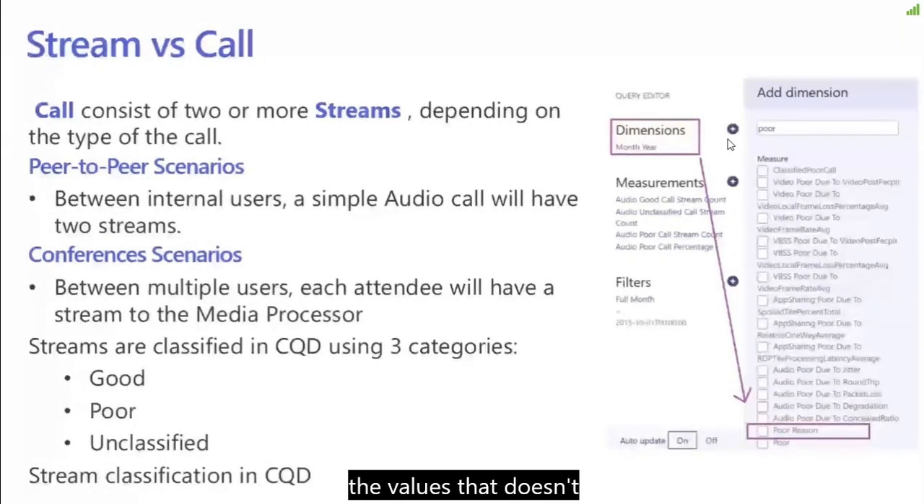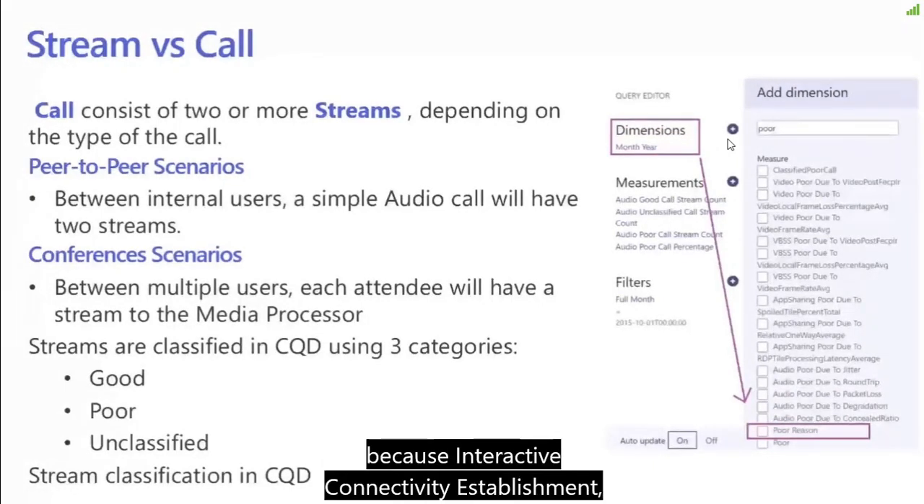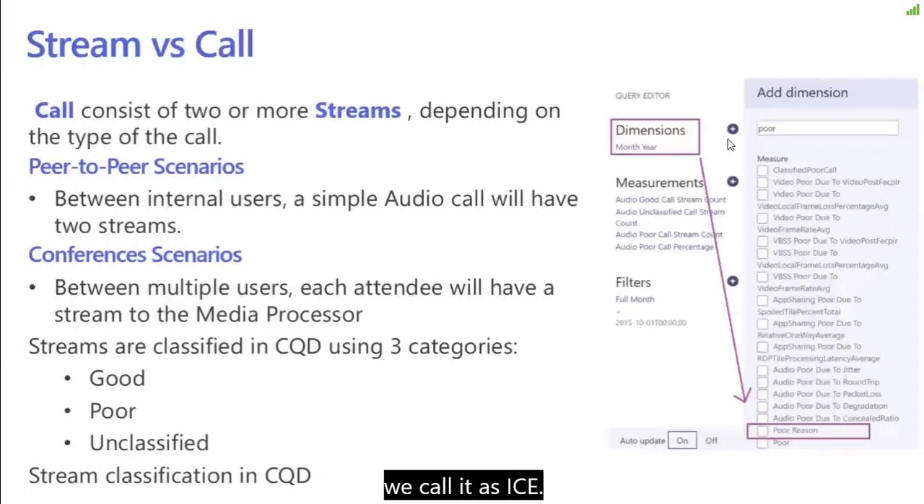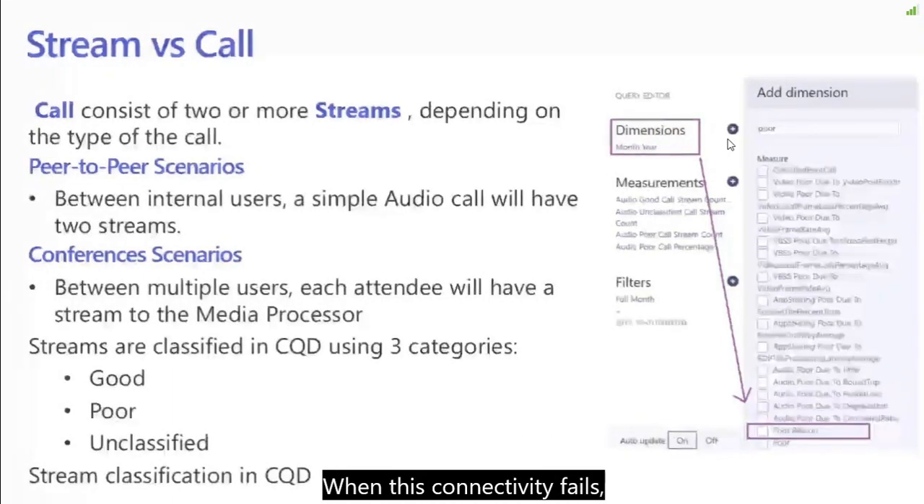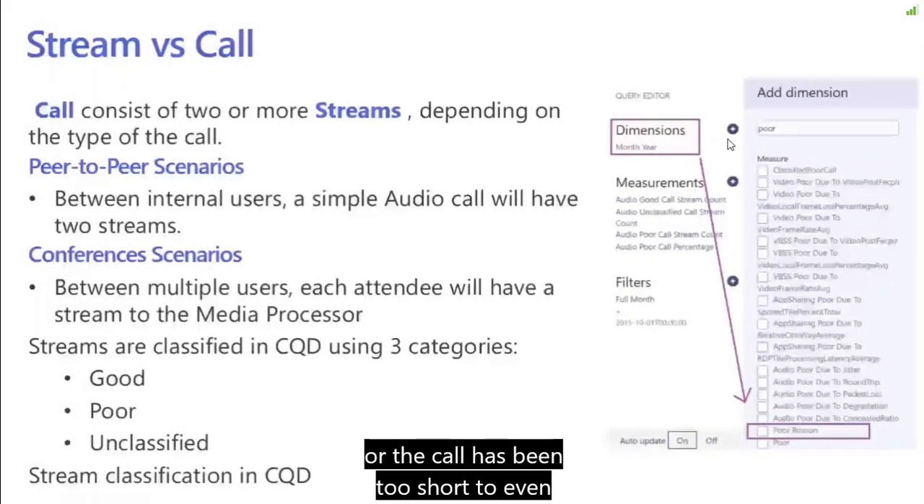Unclassified is based on values that don't have the proper key quality metrics defined. It can be unclassified because interactive connectivity establishment, which we call ICE, connectivity fails, or when all the metrics required to compute the stream classifications are not reported well, or the call has been too short to even identify some call quality metrics out of it. So these are the scenarios where a call can be considered unclassified.